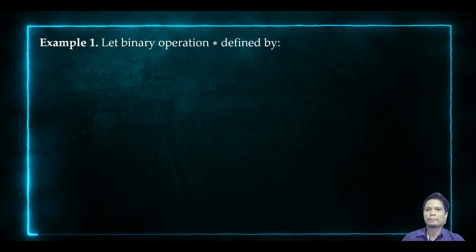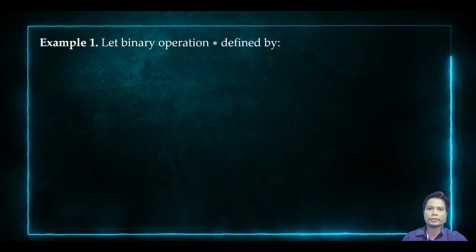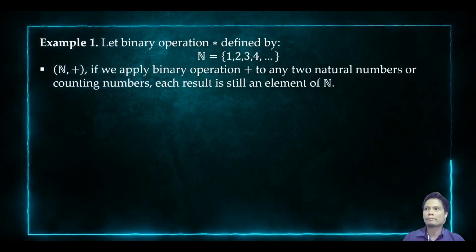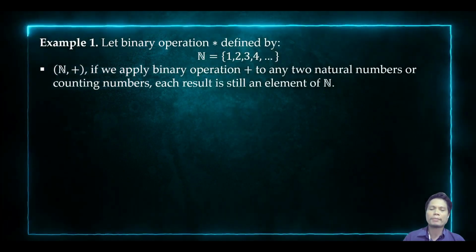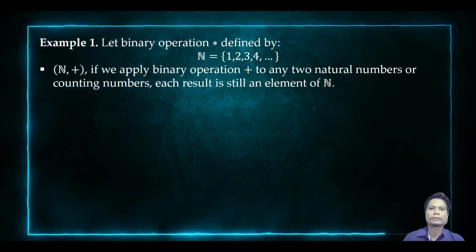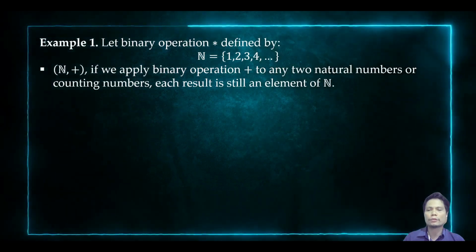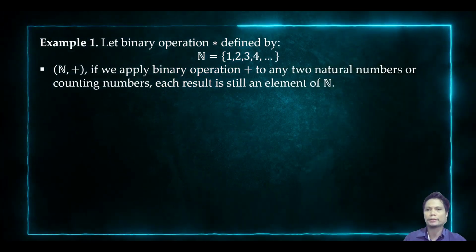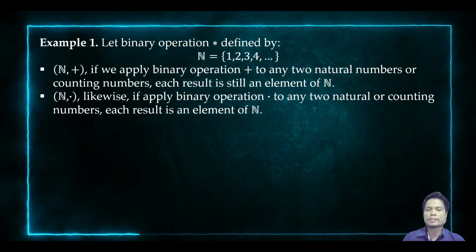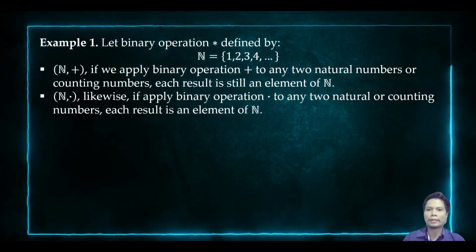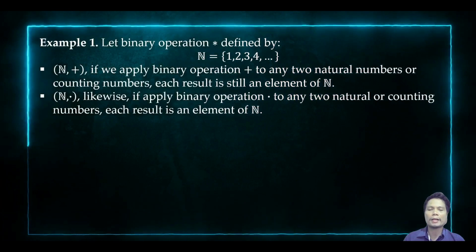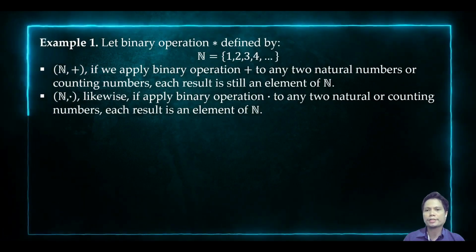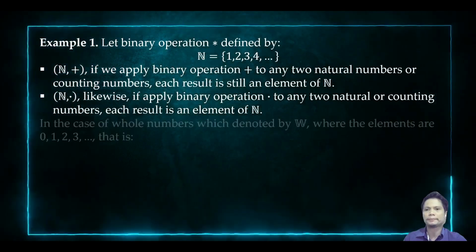Let us consider example 1. Let the binary operation be defined on the natural numbers. The binary structure of natural numbers under addition: if we apply the binary operation addition to any two natural numbers or counting numbers, each result is still an element of the natural numbers. For the binary structure of natural numbers under multiplication, likewise, if we apply the binary operation multiplication to any two natural or counting numbers, each result is an element of the natural numbers.